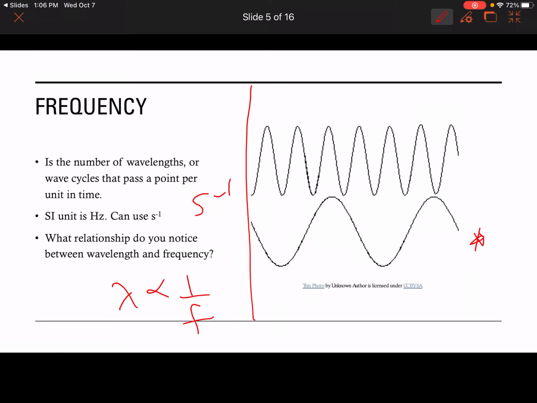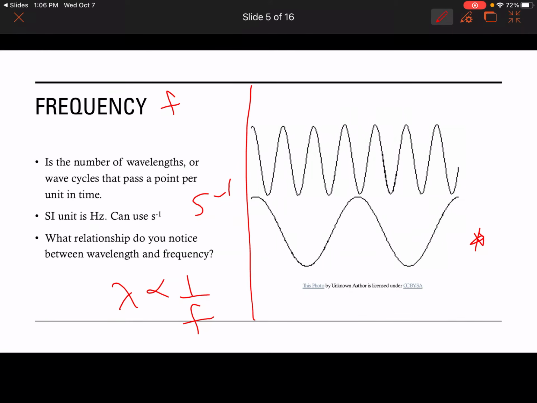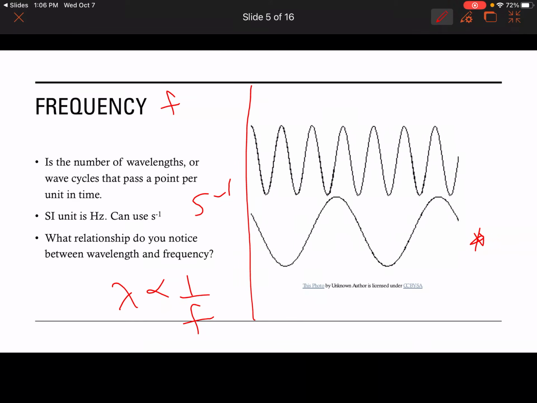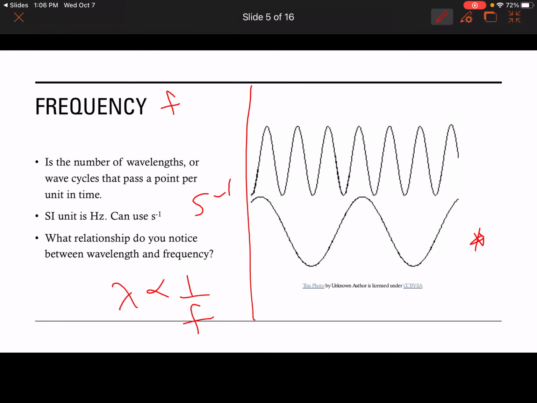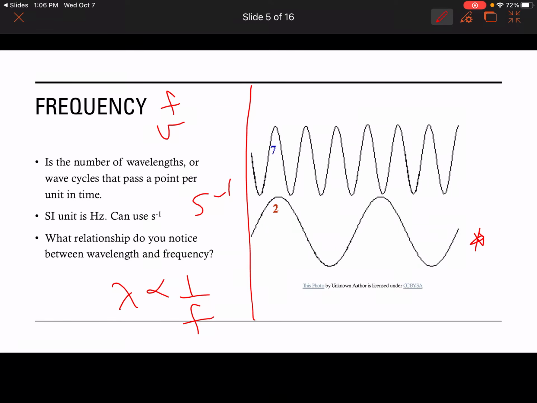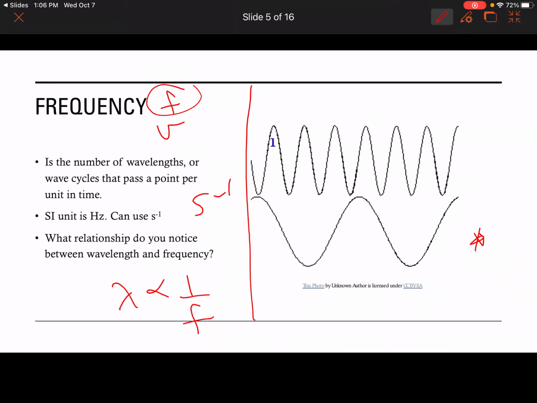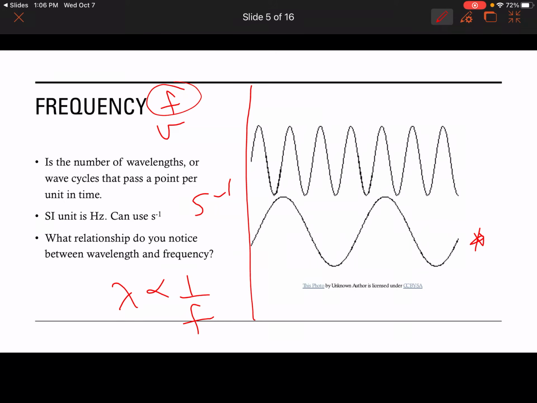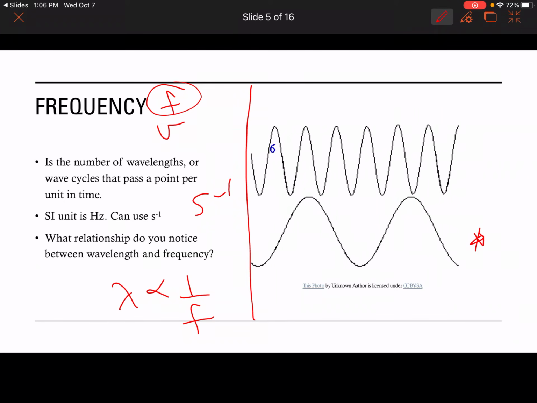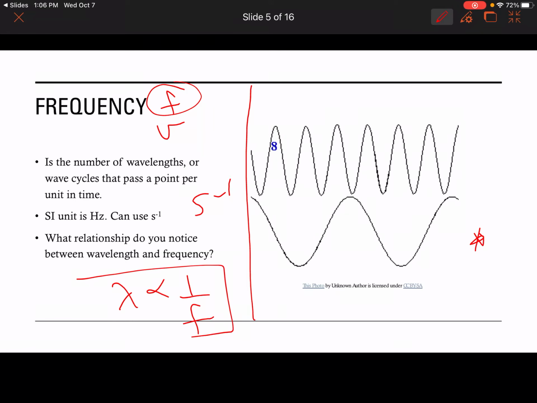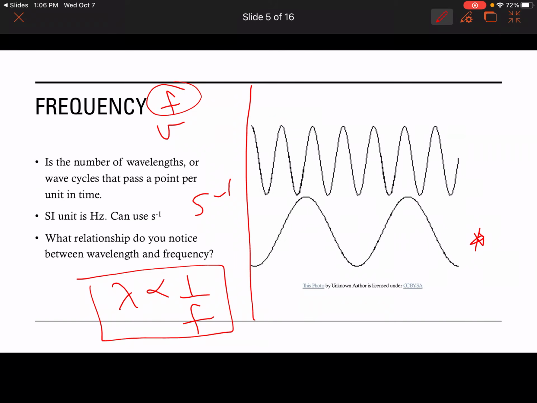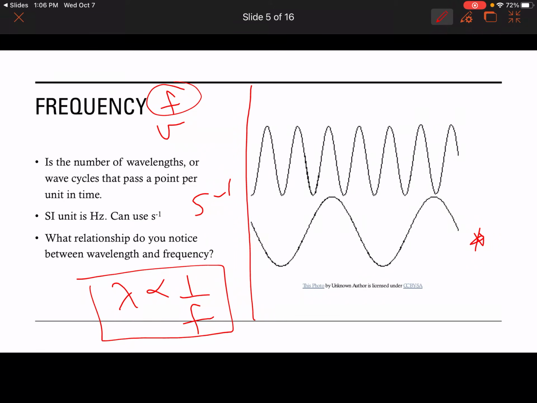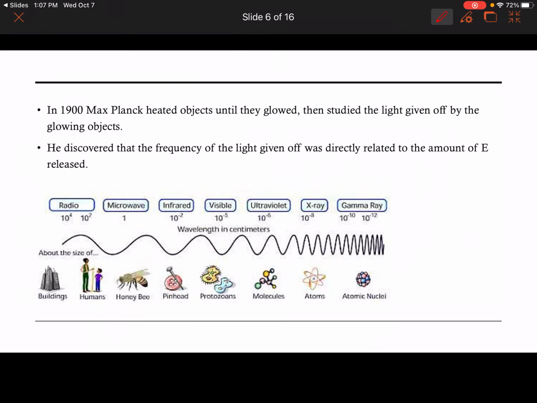Oh, actually, let's talk about the symbol for frequency. I tend to use f. Sometimes you'll see the Greek letter nu, which is like this v with a little tail on it. But I think I'm going to use f, and you'll run into both notations at times. But important takeaway here, this is the relationship between wavelength and frequency. As one goes up, the other one goes down.